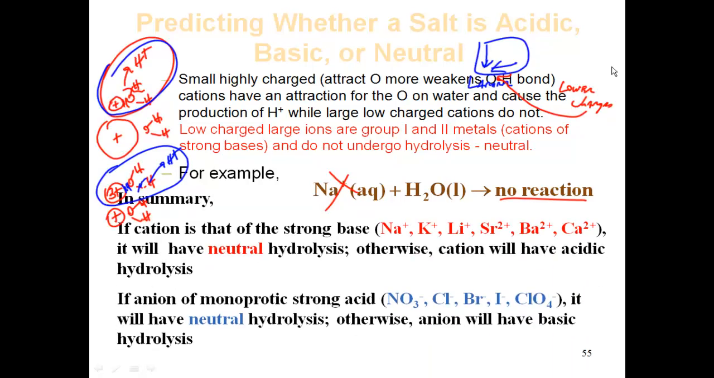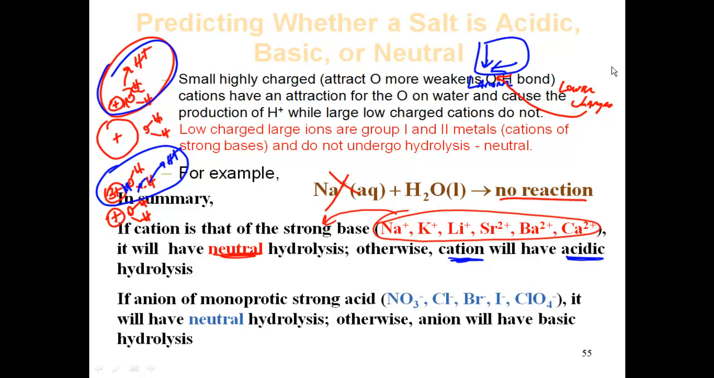Summary. If a cation is that of the strong bases, meaning sodium, potassium, lithium, strontium, barium, and calcium, if it's any one of these ions, which happen to be the cations of those strong bases, it's neutral. Otherwise, any other cation, I have acidic hydrolysis. All the rest of them, I have acidic hydrolysis.